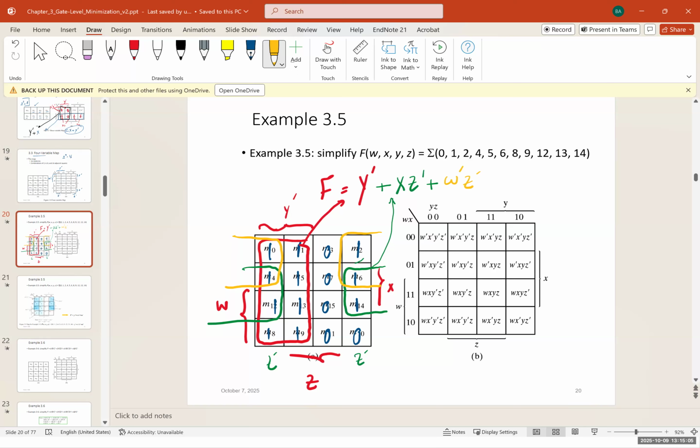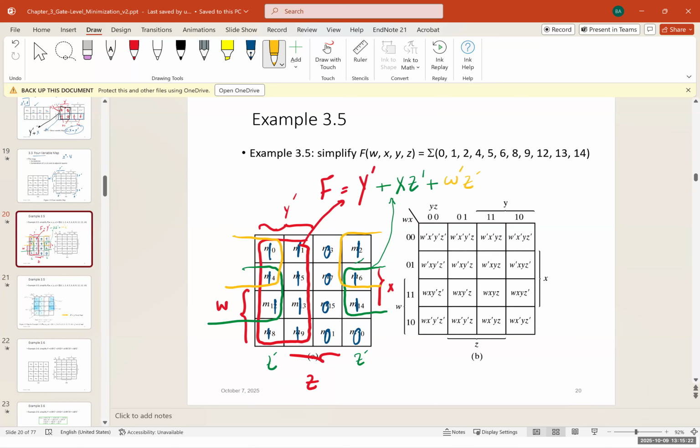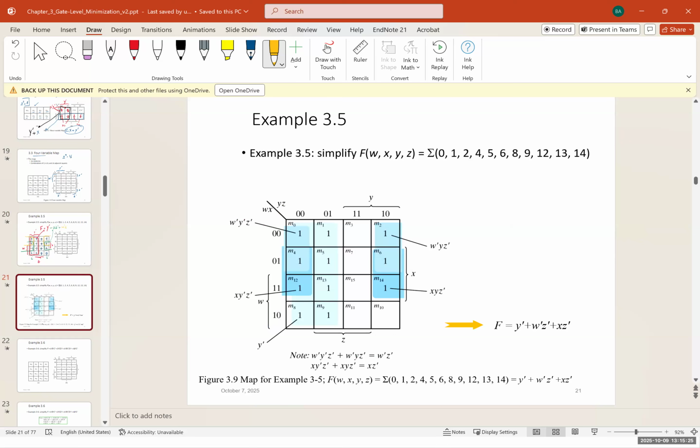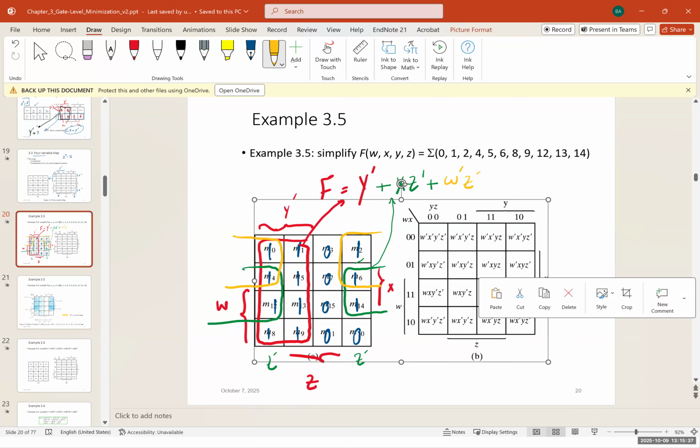And by the way, sometimes we don't have a unique answer. We may have multiple answers, and all of them are correct. And I'll show you some examples on that as well. So y prime plus x z prime plus w prime z prime. You can see it. We have here. Is it clear? Okay. Let's solve another one.